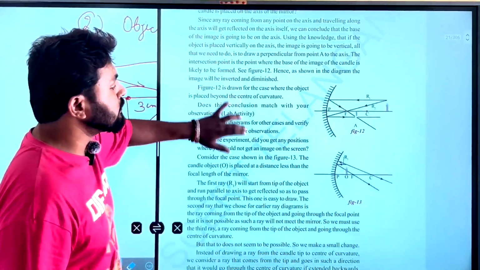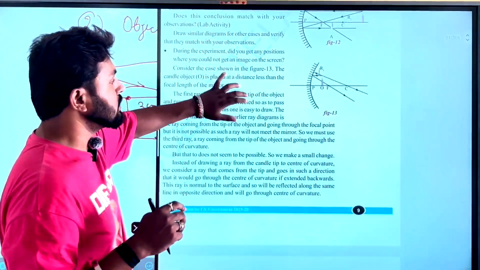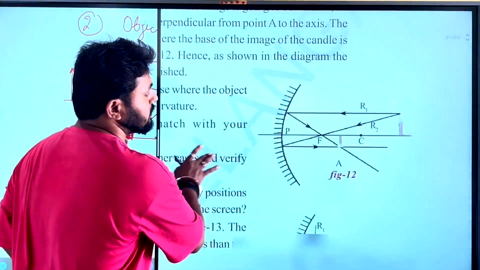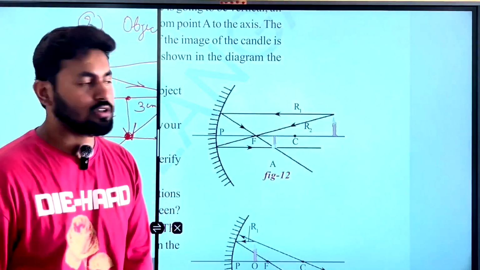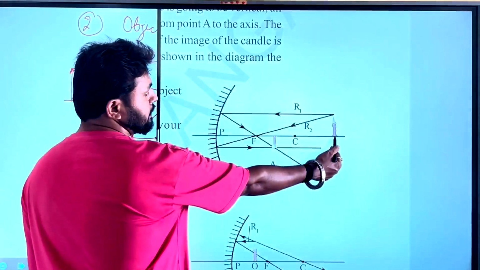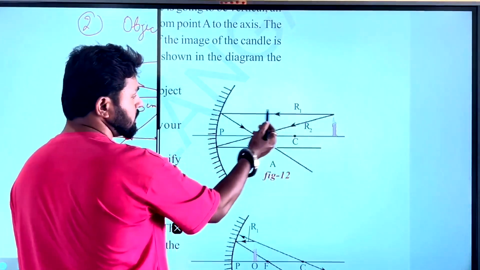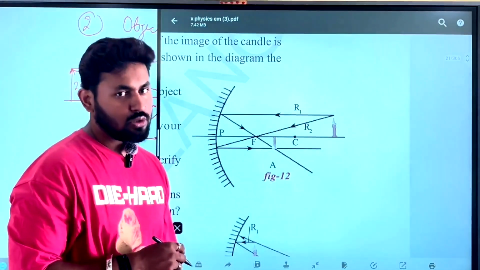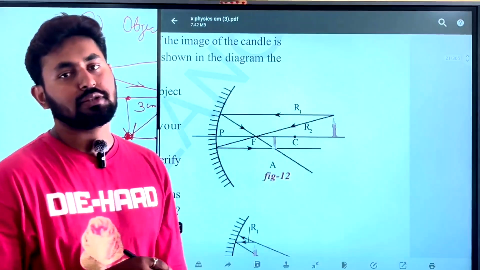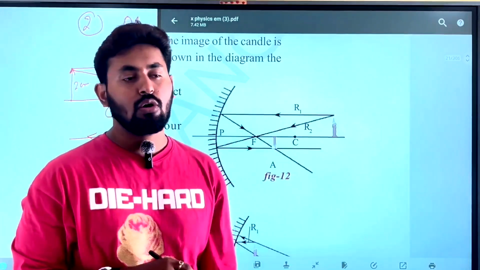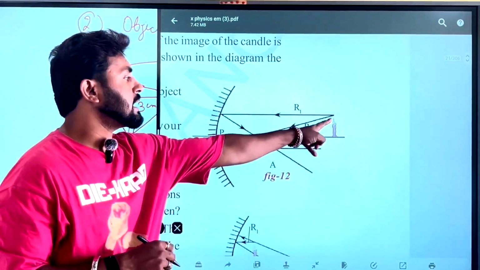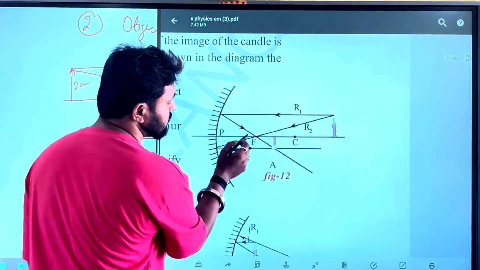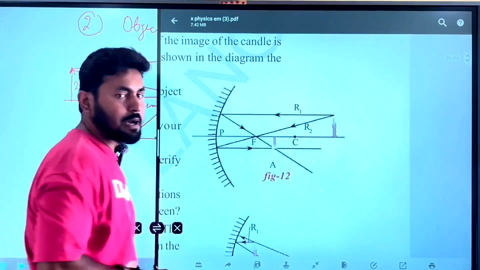See, whatever diagram I have drawn, which is there in the book also, this is case 2 that you have in the book. The object is placed over here. As I have already taught you, whenever you are drawing the ray diagram, the ray will always go from the top of the object. Now, the ray is going from the top of an object. This is ray 1. After striking, it is passing through focus.